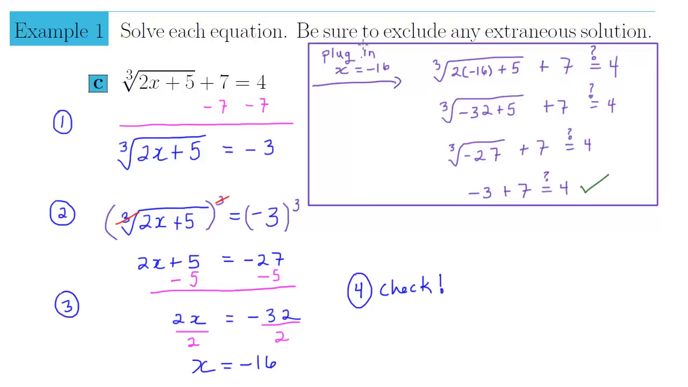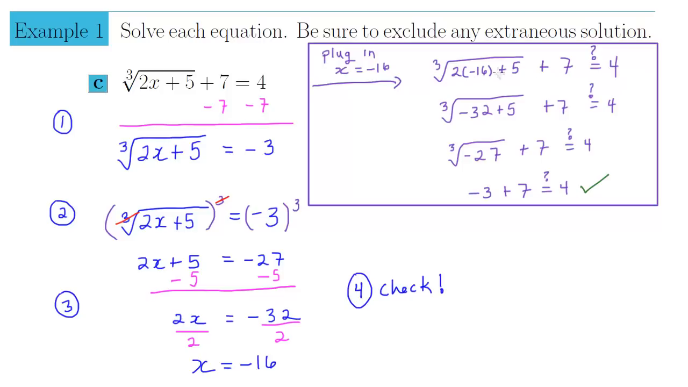All right, so here's my check. I took our proposed solution, x equals -16, and I plugged it into the very original equation. Right? Always go back to the very first equation. When you put x equals -16 in here, you'll get the cube root of 2 times -16 plus 5, plus 7 equals 4. Okay?